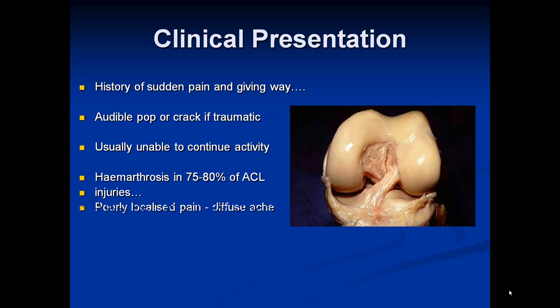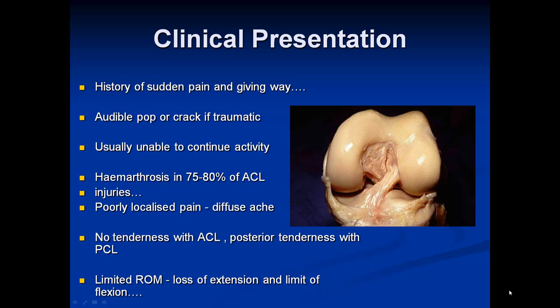How does the cruciate ligament injury patient present? They will often have a history of giving way, where the knee gives way in particular positions. At the time of injury, if there is a trauma, there will be an audible pop or crack, and the patient is usually unable to continue activity due to the swelling, which will occur immediately. Hemarthrosis is seen in 75 to 80% of ACL injuries.